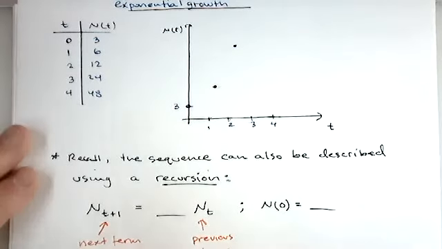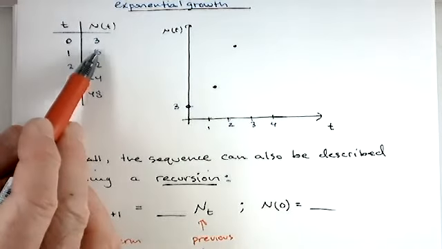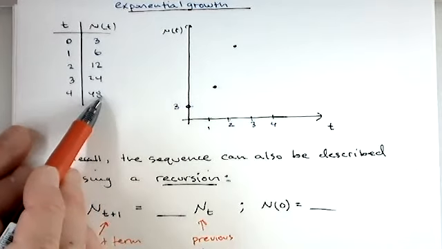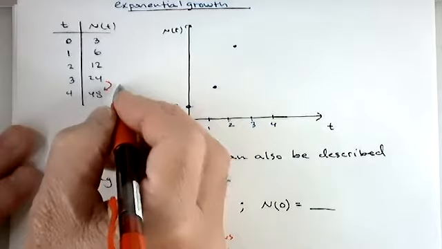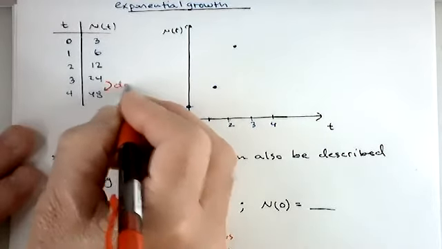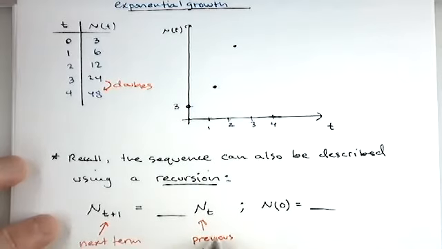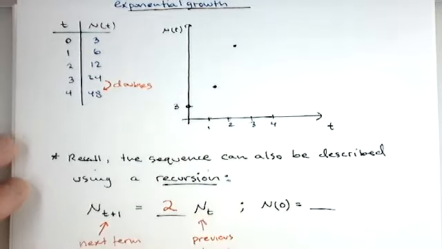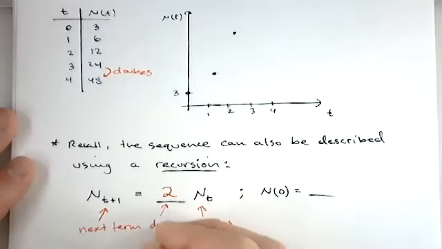And that is pretty obvious here, right? Like, how do I get to the next term? What's happening from 6 to 12, and then from 12 to 24, and then 24 to 48? This population is doubling, right? Doubling. And so if I had my previous population size, how do I find the next term? I could just multiply my previous population size by 2. This is describing the doubling.